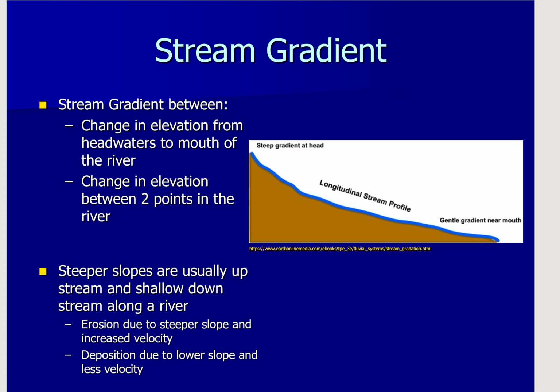All right. When the stream gradient becomes more shallow, the river then has a slower profile to it. And because it's slower, we can't carry as much material. So material is going to get dropped out of that river system. We're going to deposit that stuff.